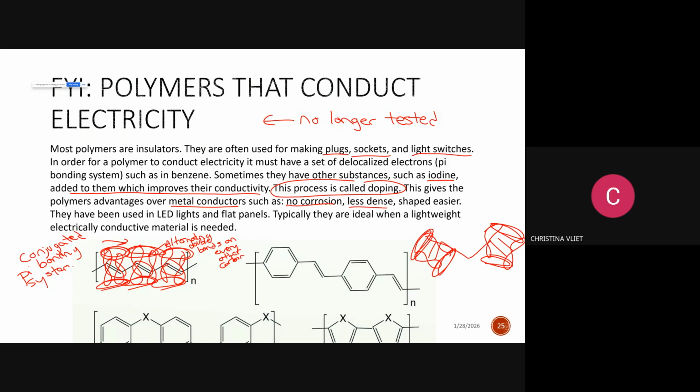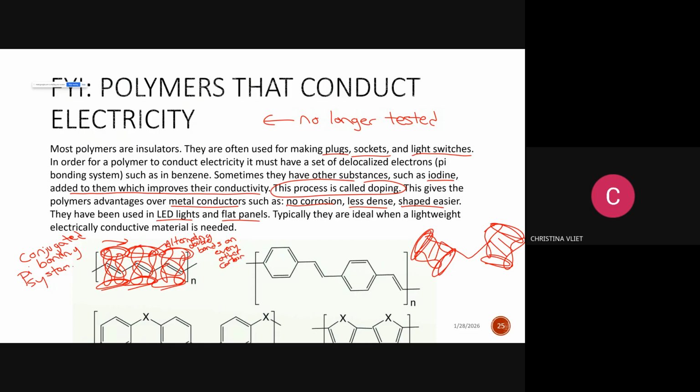They're less dense. They're lighter in mass than the heavy metals. So low density. They can be formed into shapes easier. Think about how you shape plastic. Like you can bend it very easily. So it can be shaped very easily. These electrically conductive polymers have been used in LED lights and flat panels, like flat panel TVs.